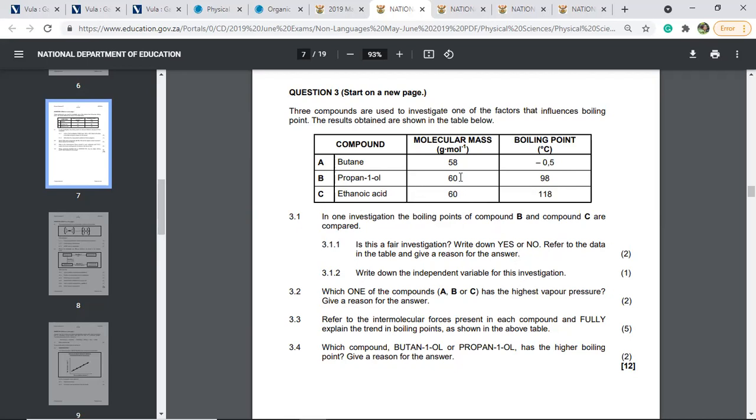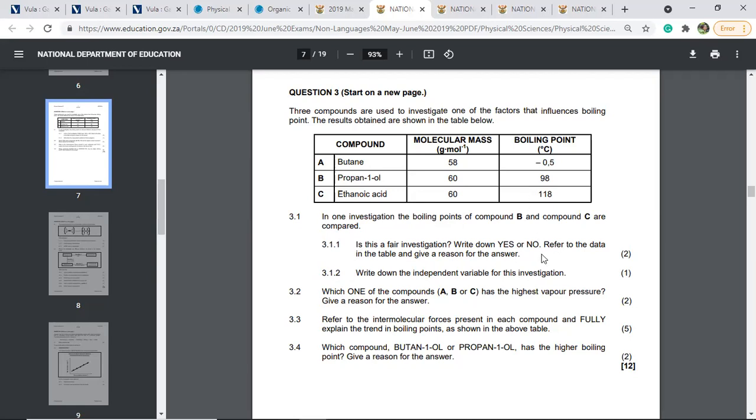Why would we say yes? It's because we are comparing 2 different compounds that have the same molecular mass. That is why this comparison between the 2 compounds would be fair. And then 3.1.2 asks us to write down the independent variable for the investigation. So what would be the independent variable?